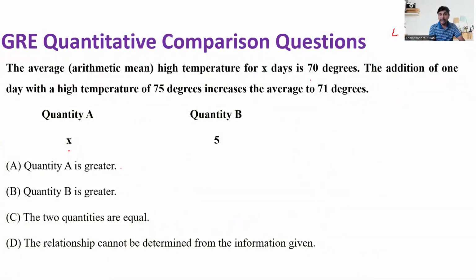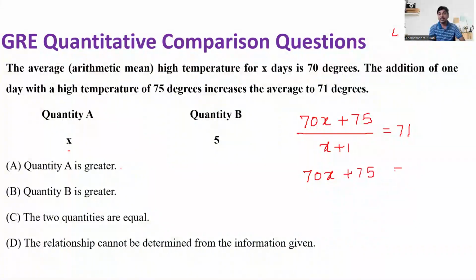Now, we know the average of X days is 70. So the total temperature of X days will be 70X. Now the high temperature is 75. Addition of one day, that temperature is 75. Then average becomes 71 degrees. So average is increased by 1. So here, this is the total of X plus 1 days, and this is equal to 71. If you solve this equation, what you will get? 70X plus 75 is equal to 71X plus 71. So effectively you will get X value as 4.